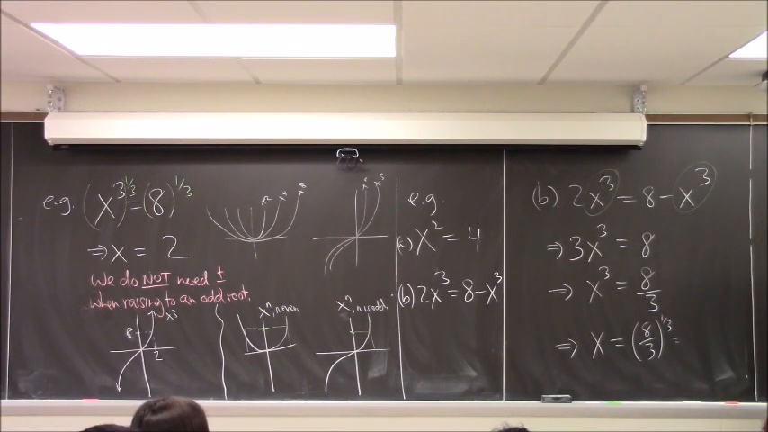You can use the properties of exponents here. Raising a division to a power is raising each individual part to the power. So that's 2 over the cube root of 3, and that's x.